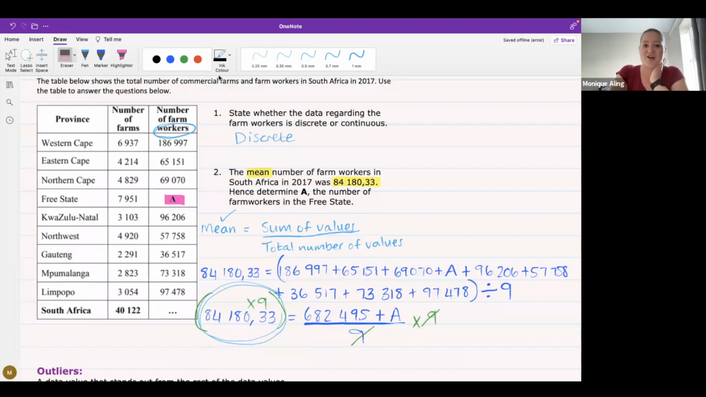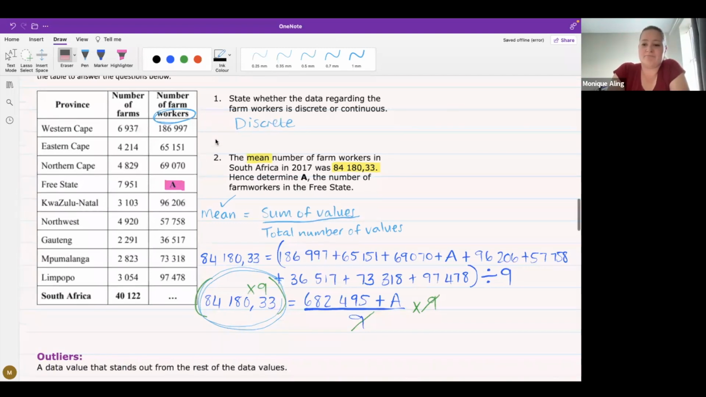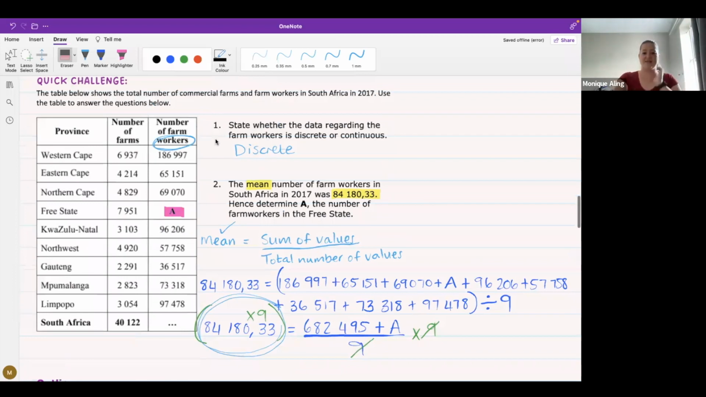I'm so excited. We're going to go on to another little topic now called outliers. Can anyone tell me what an outlier is? Does anyone want to raise their hand and try explain what an outlier is?